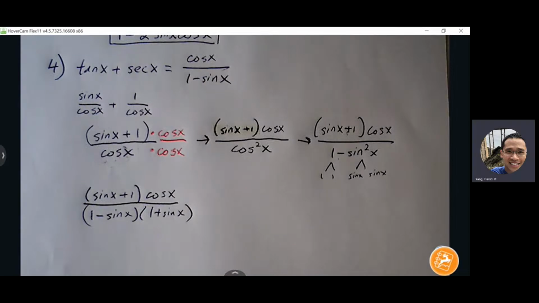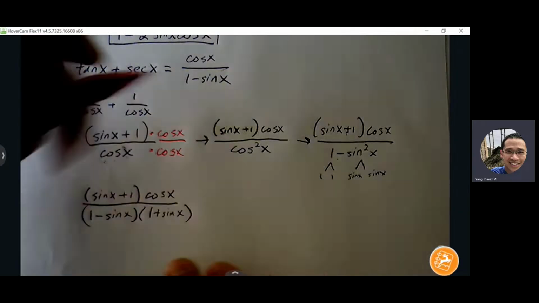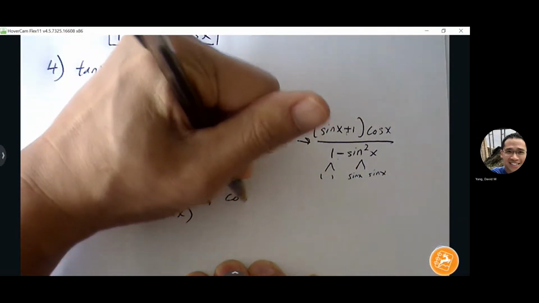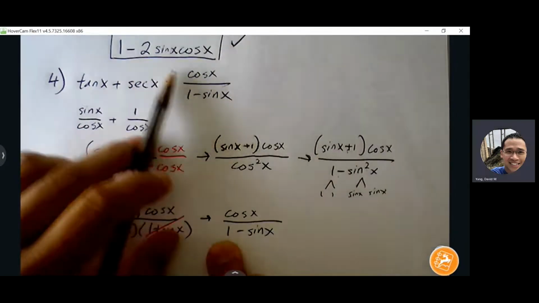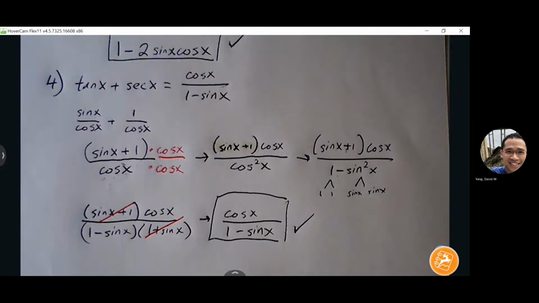Okay, what do you see? Right, the order is different, but 1 plus sine x is the same thing as sine x plus 1, right? So that goes away nicely. Okay, have I reached my goal? Yes. All right, now, as soon as it looks like the right side, we know that's when we can stop. All right, number 5.